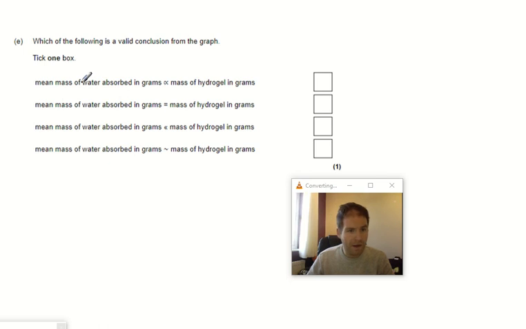We're going to say mean mass of water absorbed in grams. So we start with the sign. It's either equal to, directly proportional to, less than, or this one. I've already said that it's proportional to, so it's going to be that one there. This symbol here means proportional to.